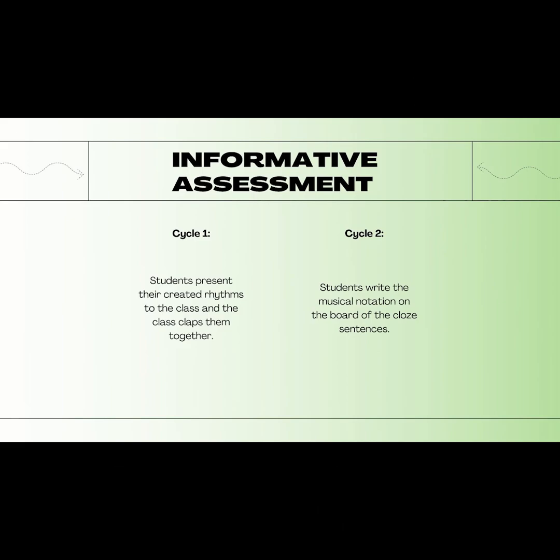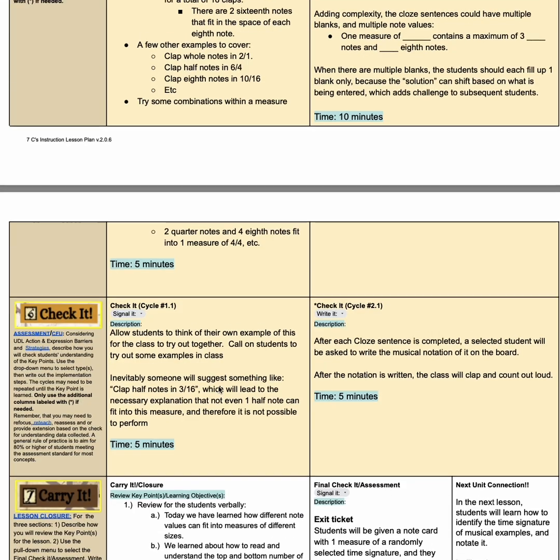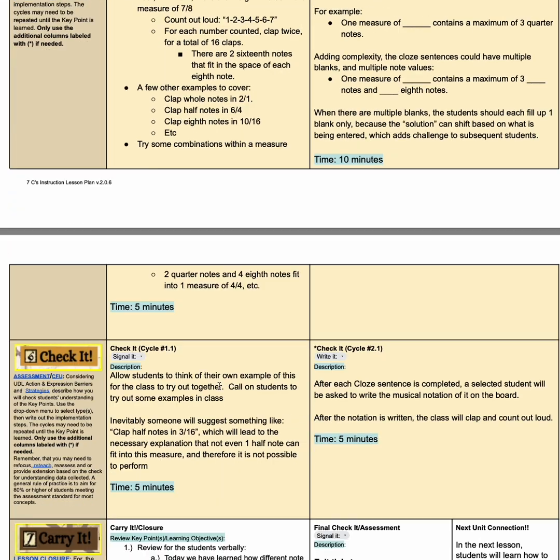Okay, so formative assessment. Actually, the exit ticket, I guess, does count as formative assessment. It's not really summative assessment. I mean, I guess it is. I guess it is summative in this case. It's kind of debatable.